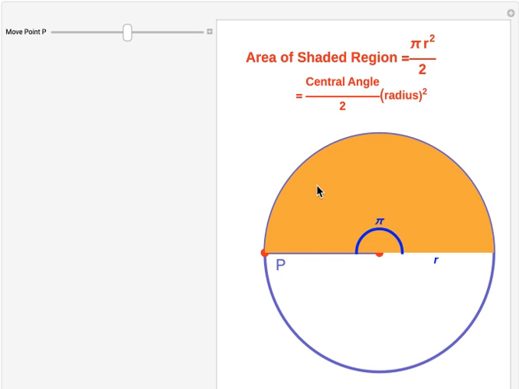Okay, so now it is a semicircle. So the central angle is pi. So the area of the shaded region is pi by 2 r square. So now let's move on and push that point.